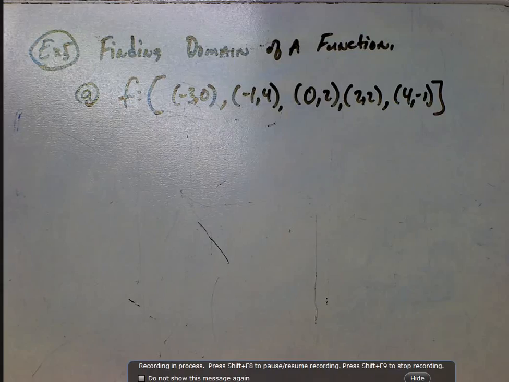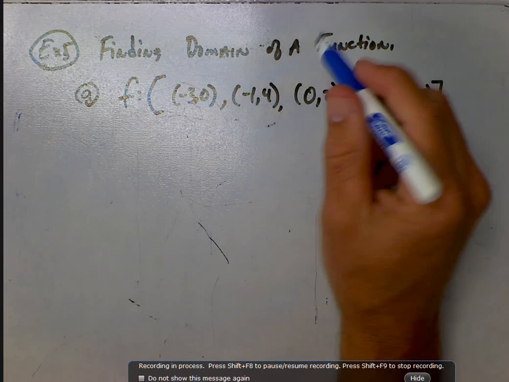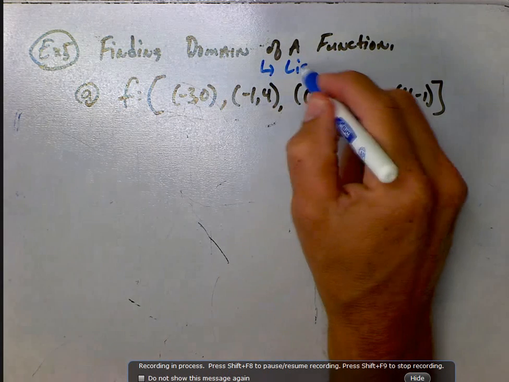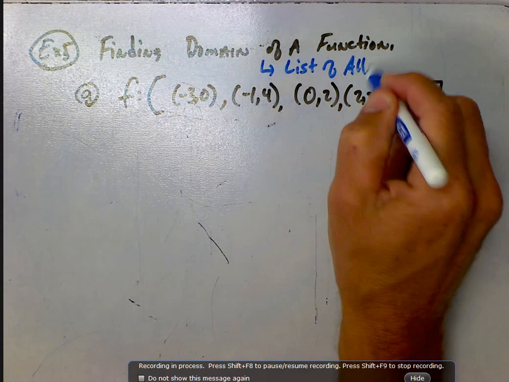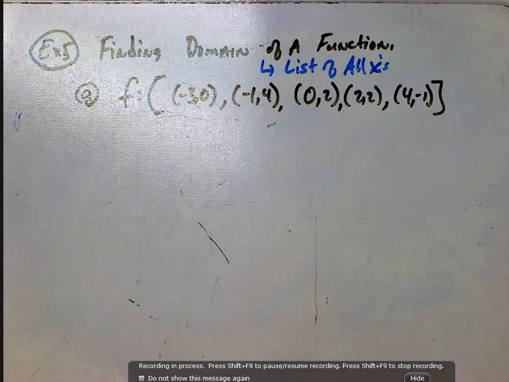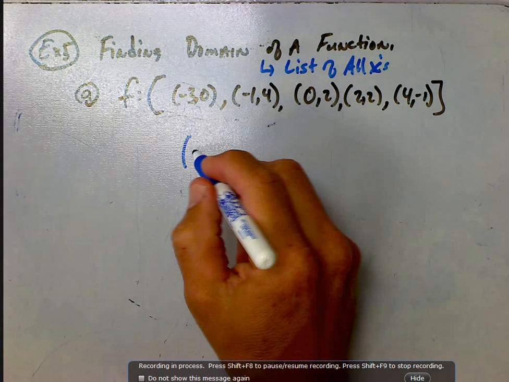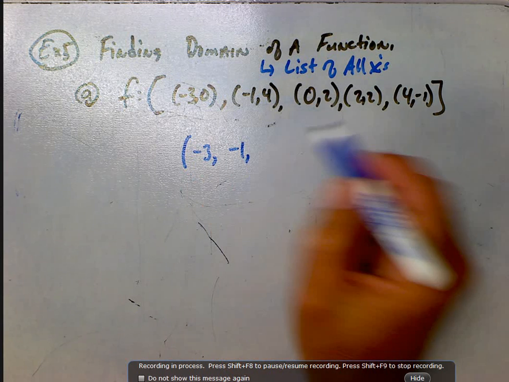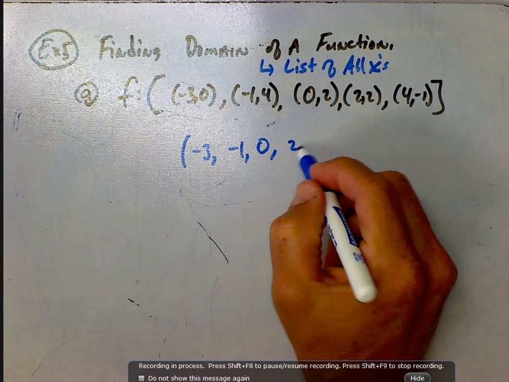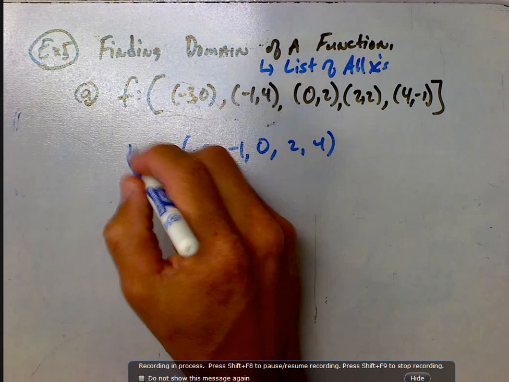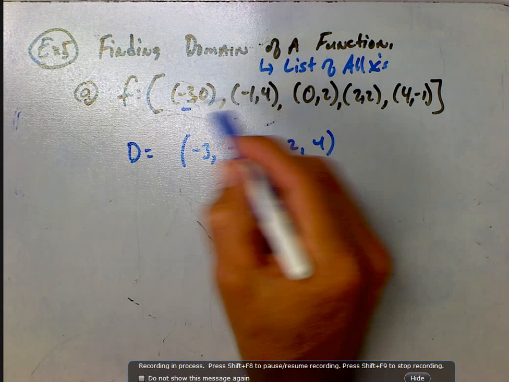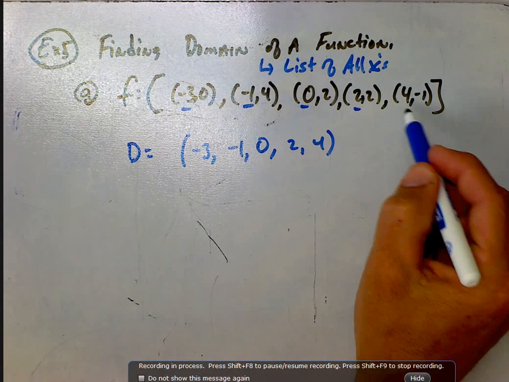Okay, example 5 talks about finding the domain of a function. The domain of a function is essentially the list of all x's. So in this situation, the domain is -3, -1, 0, 2, and 4, because the x's for all the ordered pairs make up the domain.